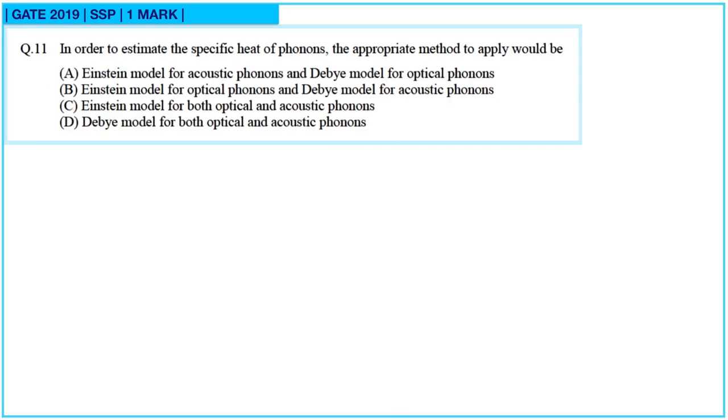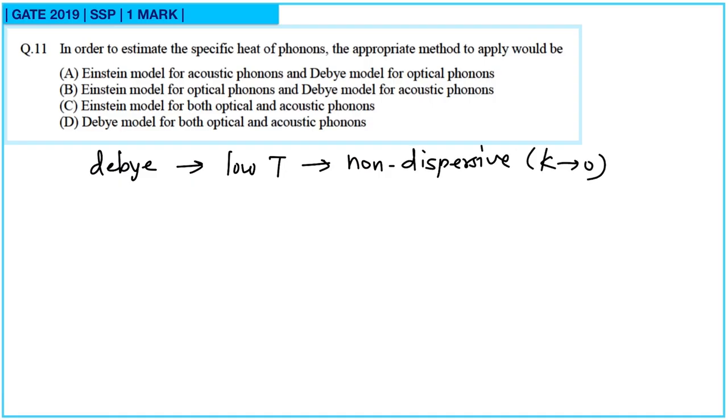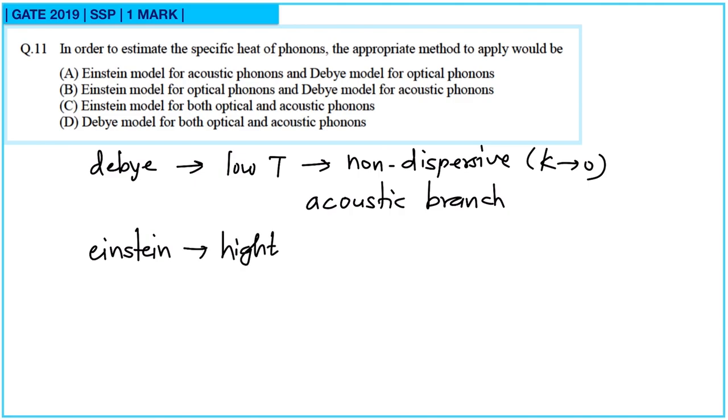In order to estimate the specific heat of phonons, the appropriate method to apply would be... So we have two theories for this. One is Debye theory. Now this Debye theory is valid at low temperature, and that is when the medium is non-dispersive. Non-dispersive medium means K is tending to 0, and in that region that will be acoustic branch. And Einstein model is used at high temperature. That means it will be optical branch. So Einstein model for optical phonons and Debye model for acoustic phonons. So option B is correct.